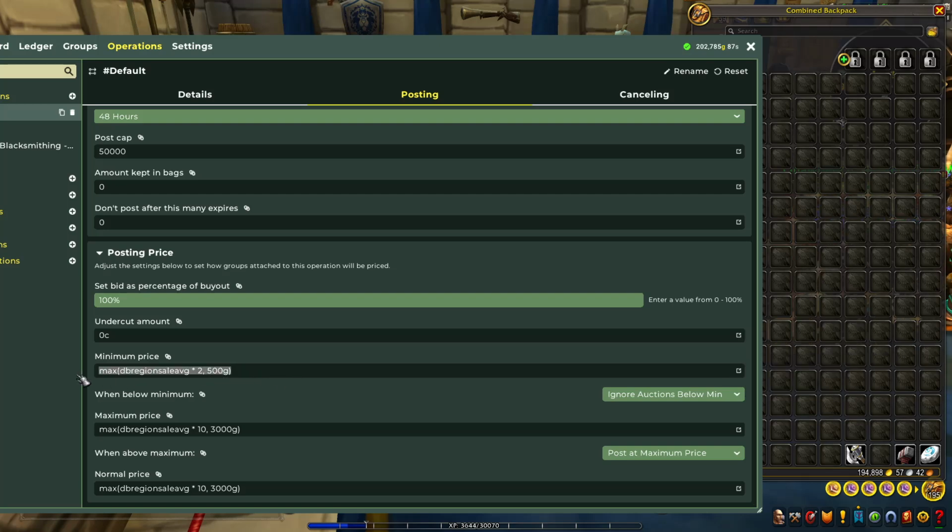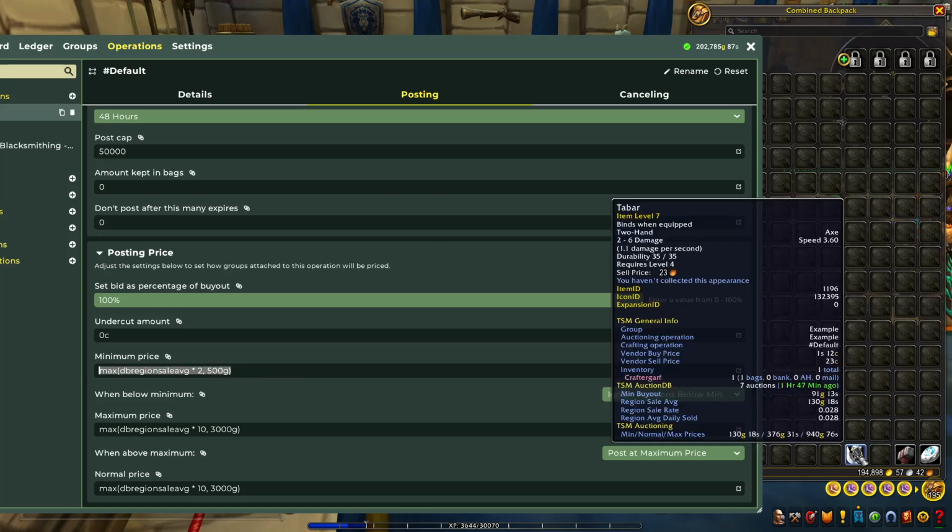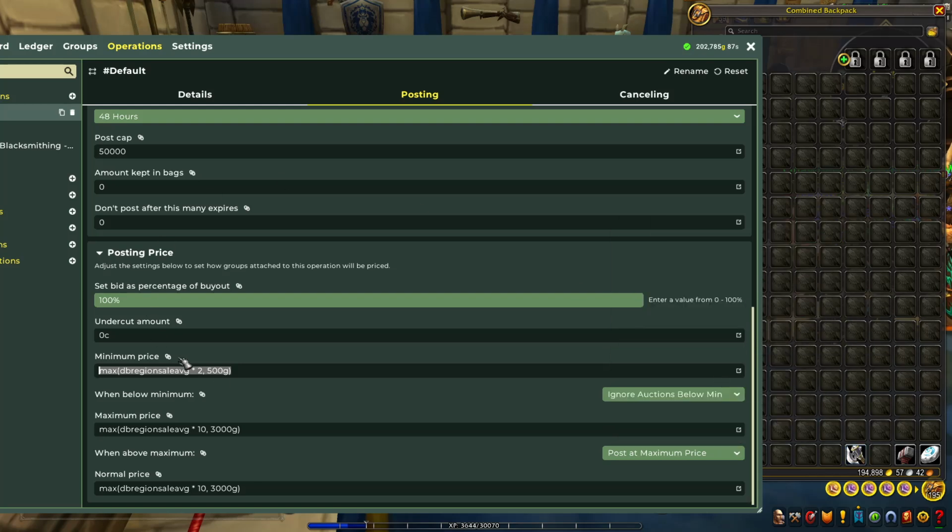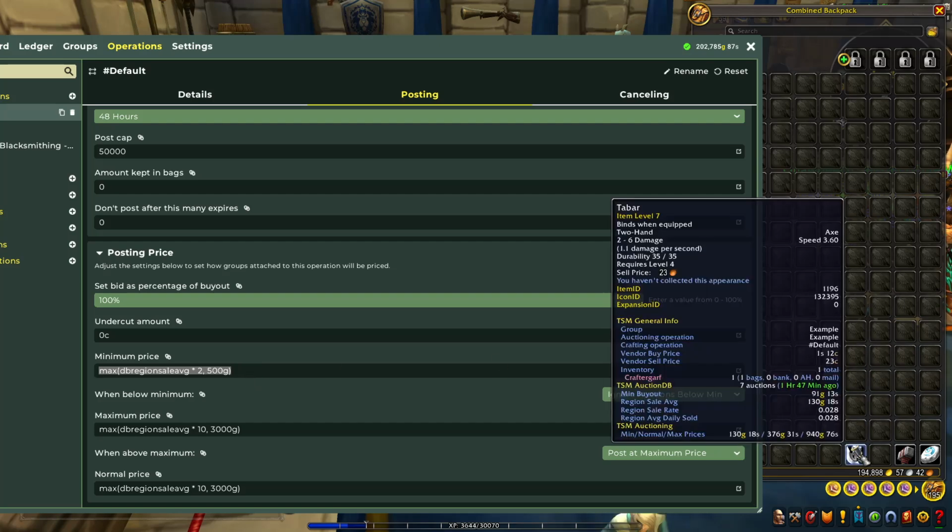If we apply this formula to this tower, the first thing it's going to do is try the DB region sale average multiplied by 2, which is 130 multiplied by 2, or 260 gold. That's still below 500 gold, so it's basically going to sell this item at 500 gold, which is personally what I like to do, because with these cheap items you can always sell for a bit more. You can easily sell for a few times the region sale average, right? So in that case, it's fine.